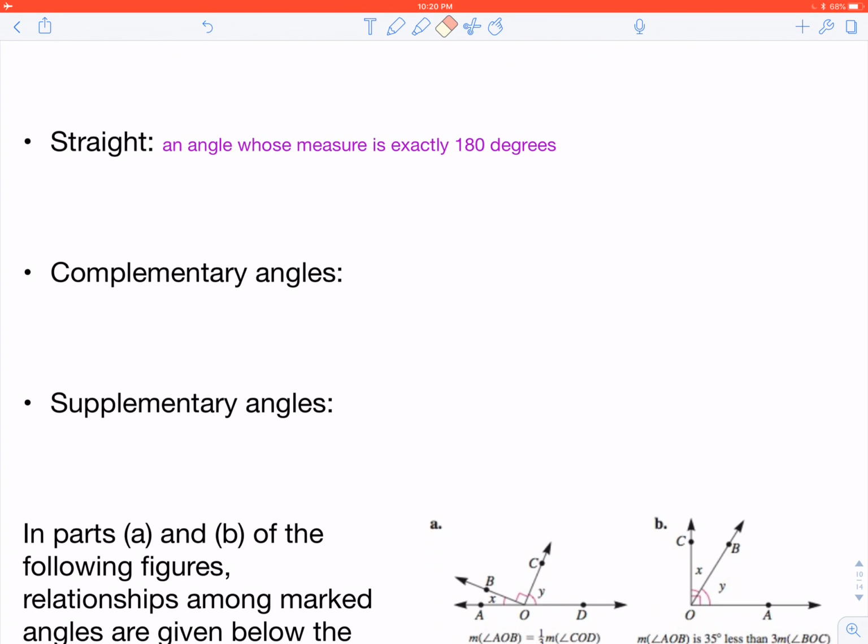Complementary angles, these are two angles whose sum is 90 degrees. Supplementary angles, these are going to be two angles whose sum is 180 degrees.